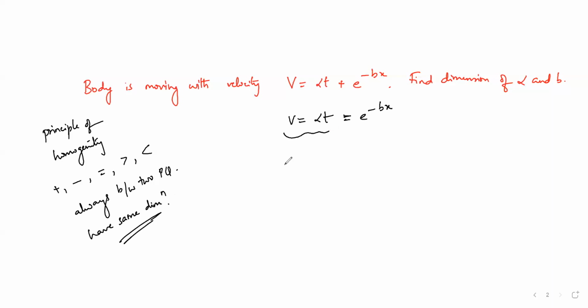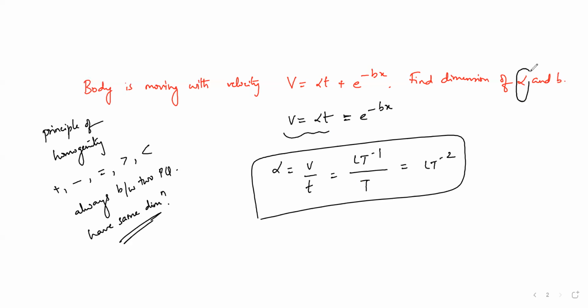So let us take the case of these two. I want to find alpha. Alpha is v by t. What is v? Velocity. Velocity is meters per second, so LT inverse. Time is t. So this will be LT inverse squared. So that is the dimension of alpha. Take the case of the exponential function. Exponential functions are dimensionless. So bx is equal to 1. b is equal to 1 by x. 1 by x is nothing but L inverse. Clear? Very simple. Right?